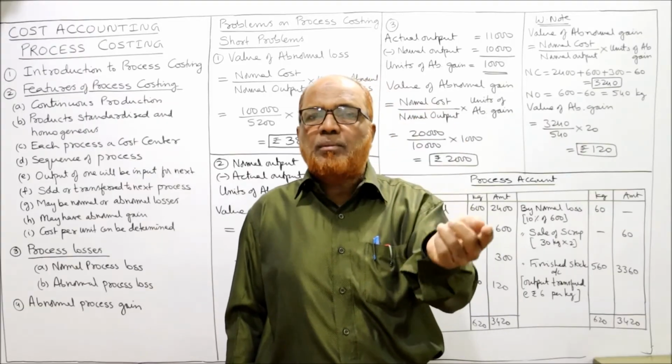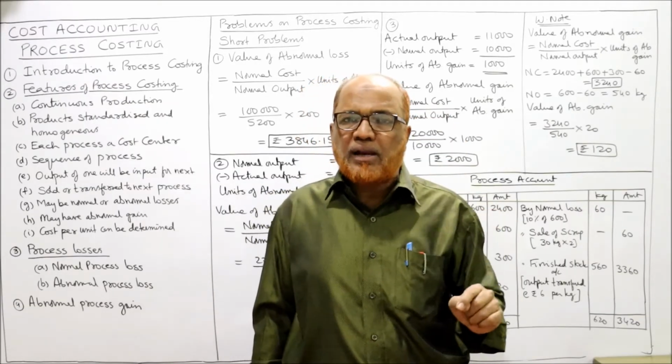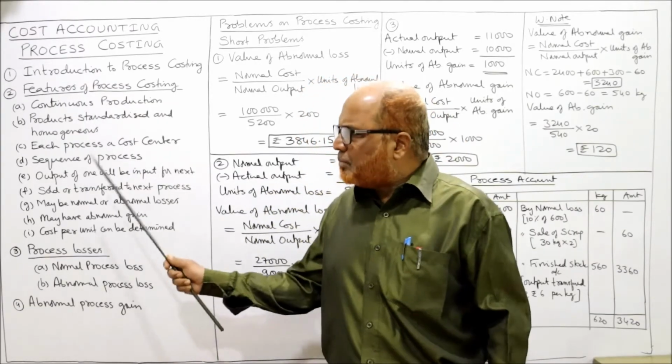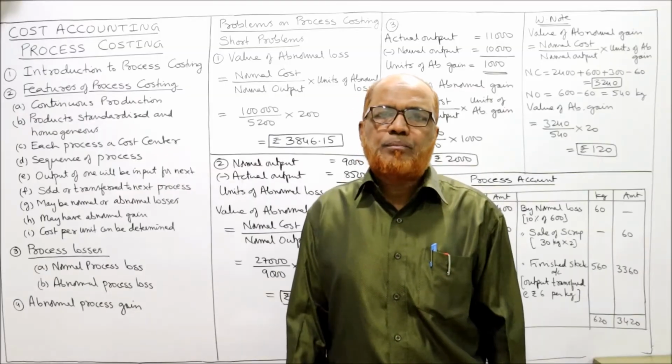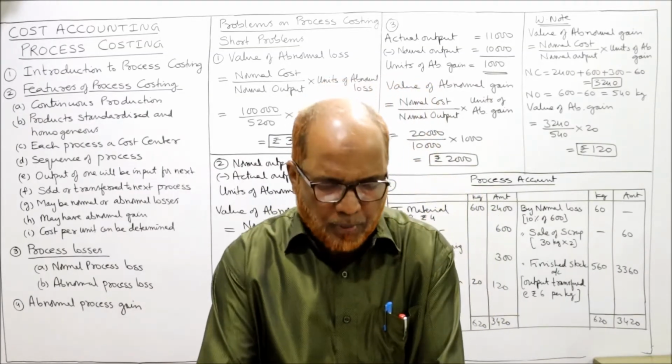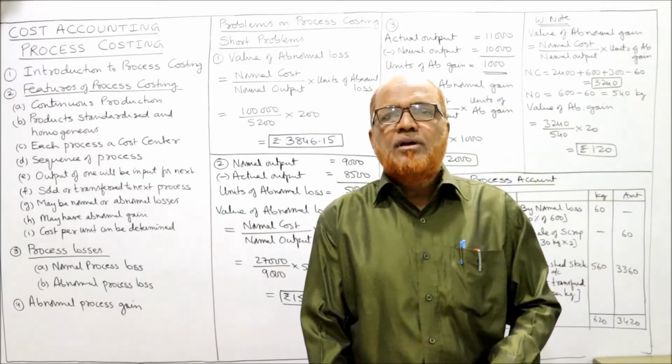So process account will be debited to abnormal gain. That's it. So this is the brief explanation of process account. Now we'll start the problems on process accounts.